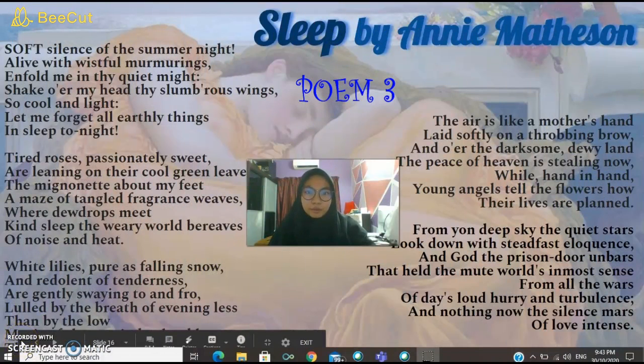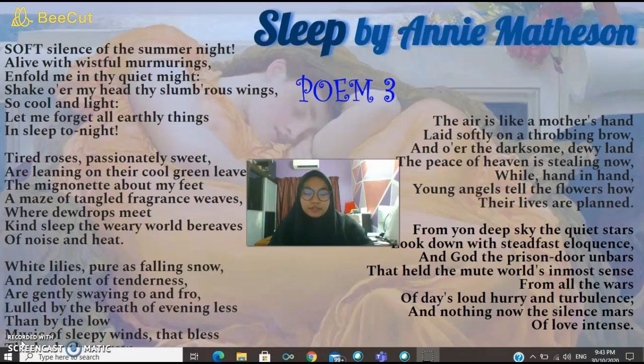On to the third poem, which is Sleep by Annie Matheson. The figurative languages that can be found in this poem are personification, metaphor, simile, alliteration, assonance, and finally imagery.